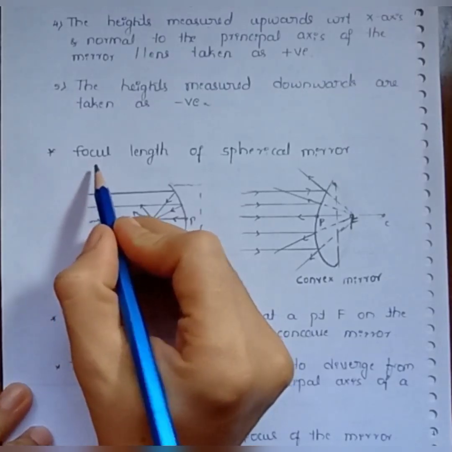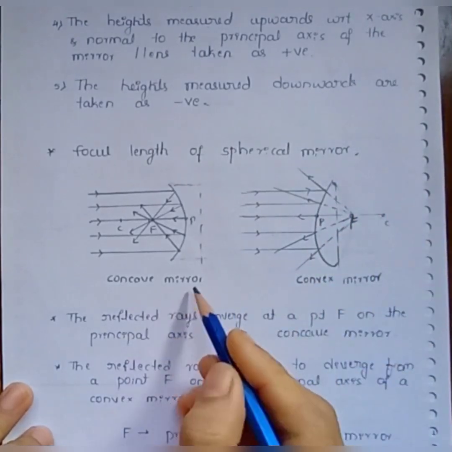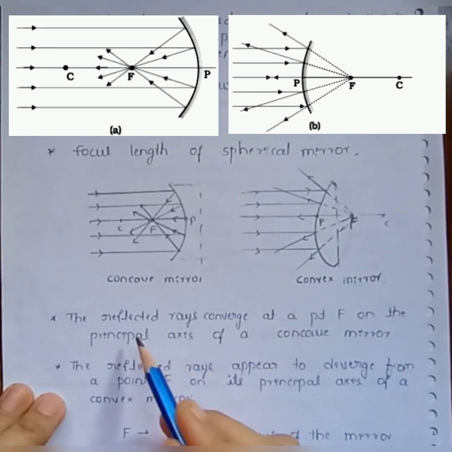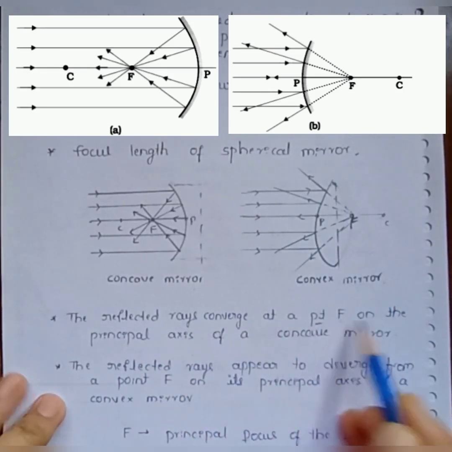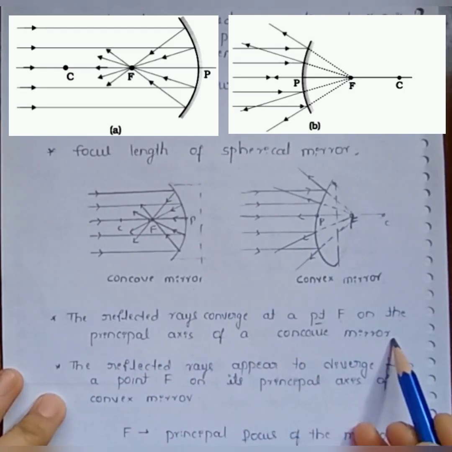Next concept, it is focal length of spherical mirror. One is the concave mirror, another one is the convex mirror. The reflected rays converge at a point F on the principal axis of a concave mirror.